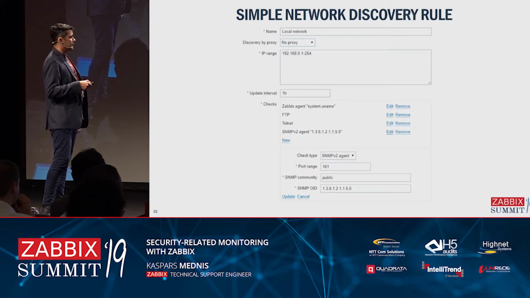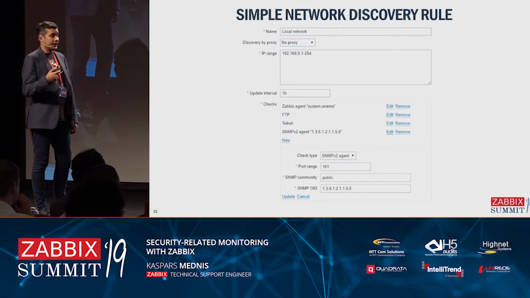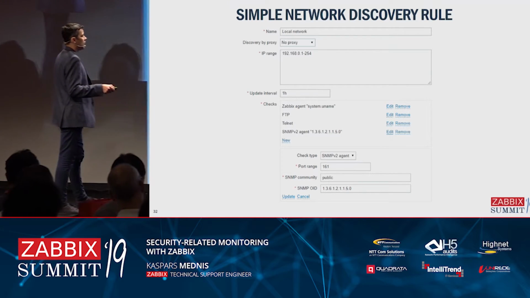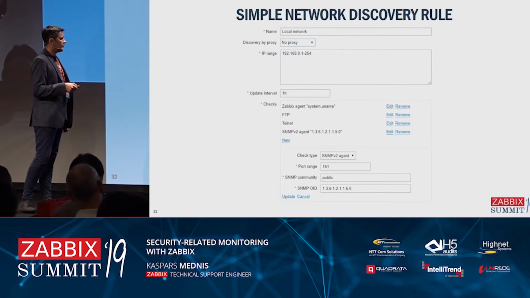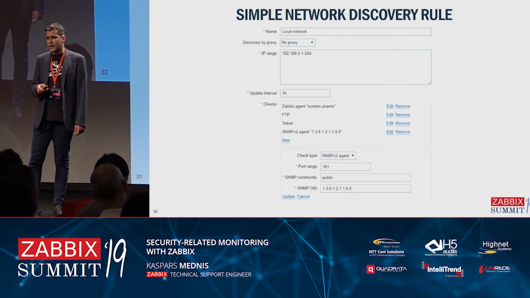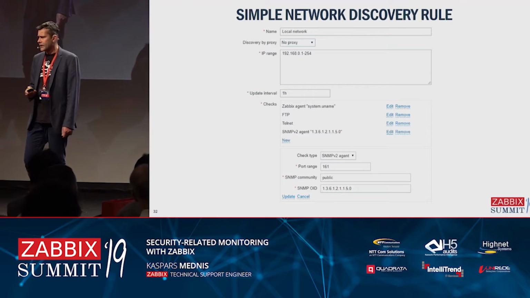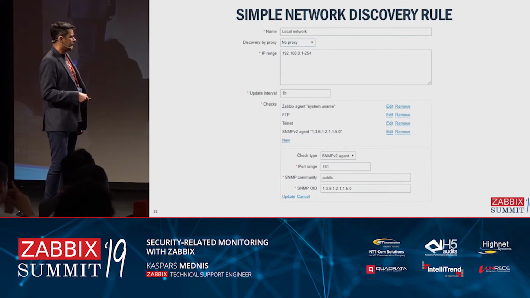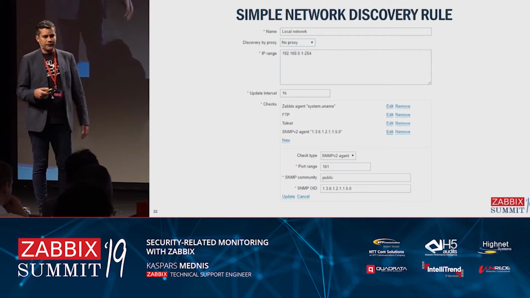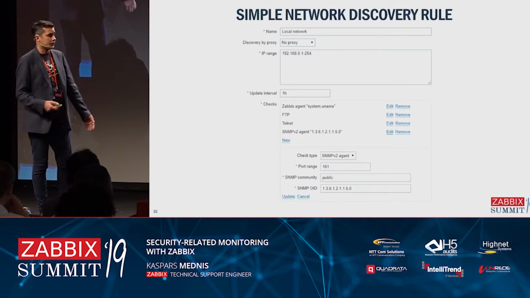Then you need to define some reasonable interval, like 1 hour, and here you can check for open FTP ports, open telnet ports, and you can scan for some very weak SNMP communities. Yes, maybe some device is using the default SNMP public community, and some person can do something with your firewall or router or switch or whatever.